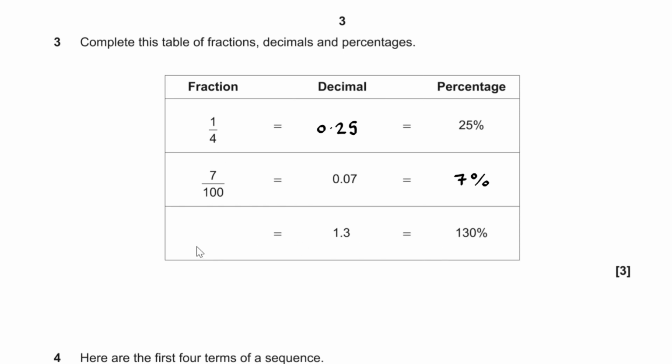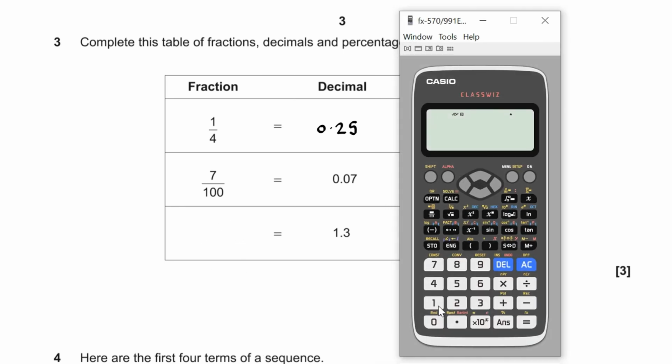And we have to write down now for the final entry here the fraction equivalent of 1.3. Well, over here we can either do 130 divided by 100 and simplify that fraction to give us the correct value, or we can simply type in 1.3 into our calculator, and this gives us, in its simplest form, the fraction required. We have here 13 over 10.